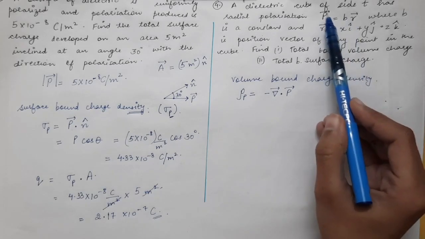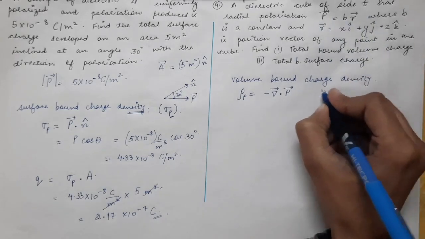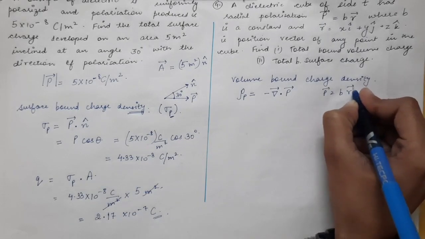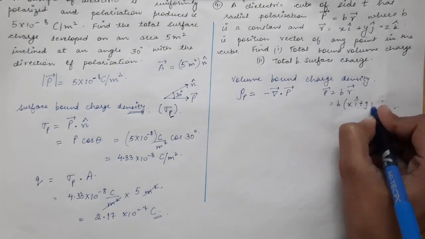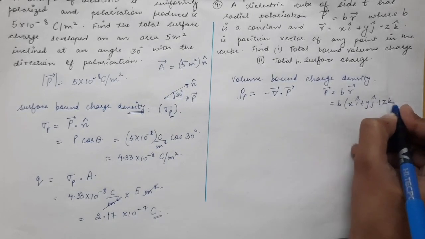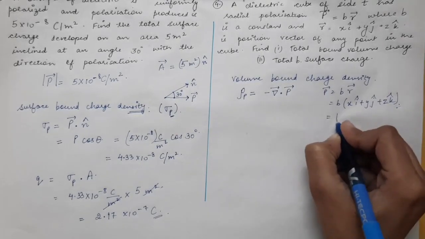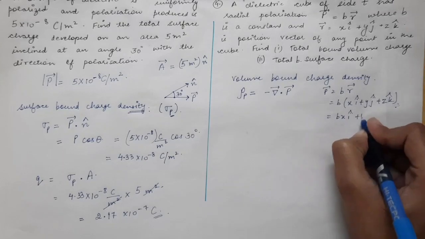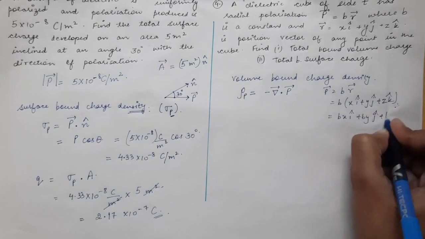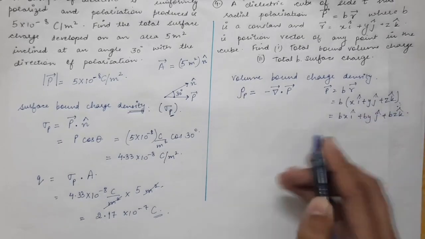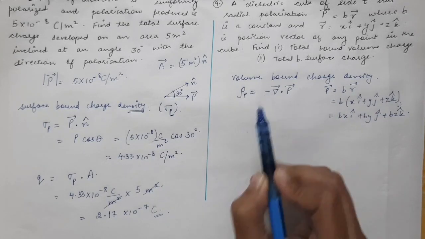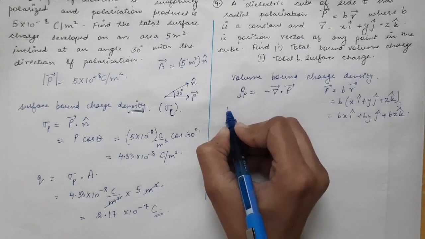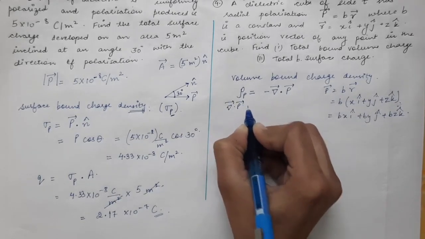Now the polarization vector we are already given. Polarization vector is given by b times r vector, and r vector is nothing but x i cap plus y j cap plus z k cap. So this can be written as bx i cap plus by j cap plus bz k cap. Now we want to find the divergence of this polarization vector, then we will take its negative sign. So firstly we will find the divergence of vector P.